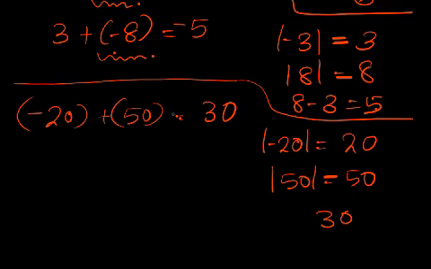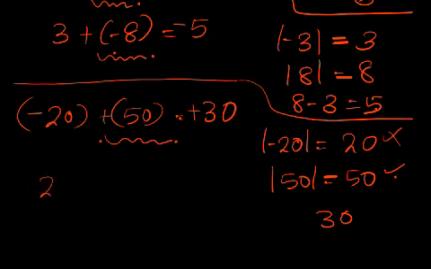What is the sign of it? Is it positive or negative? It's positive, by the number having greater absolute value. Which is greater, 20 or 50? 50 is greater. So the number having greater absolute value is 50. It's positive. So the answer is plus 30.